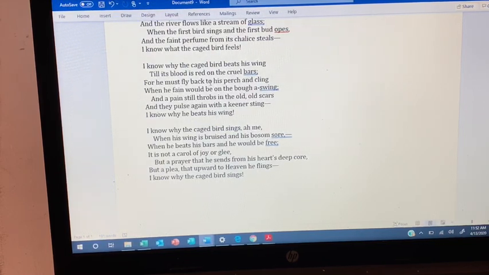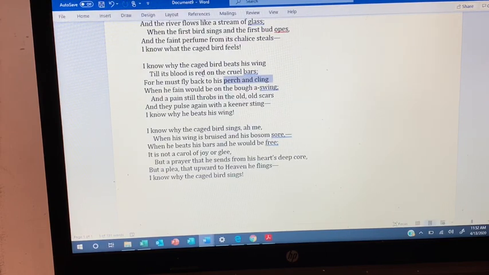Well, the bird is beating its wings on the cage until they're blood red, because he has to fly back to his perch and cling to his little stick that's there in the cage when he would rather be outside in nature enjoying life. This is a painful scenario, right?